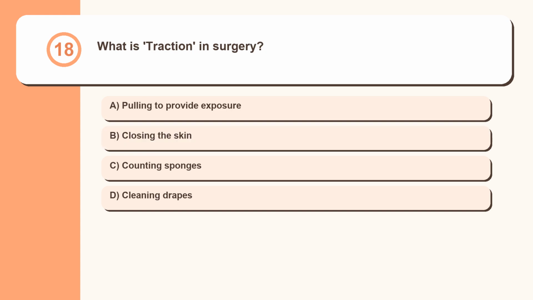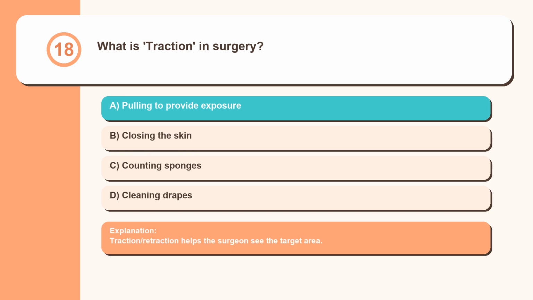Question 18. What is traction in surgery? Pulling to provide exposure, closing the skin, counting sponges, cleaning drapes. Traction and retraction help the surgeon see the target area.